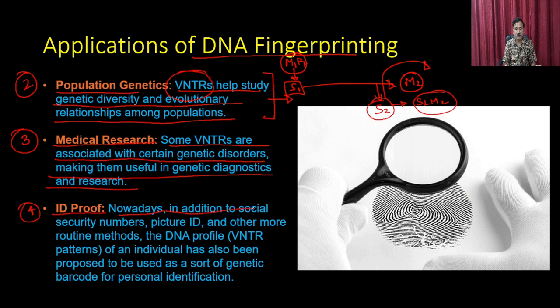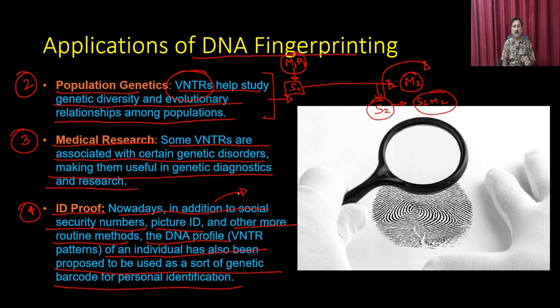Nowadays, in addition to social security numbers, picture IDs and other more routine methods, the DNA profile, that is the VNTR of an individual, has been proposed to be used as a sort of genetic barcode for personal identification. Remember that in the past we were always using fingerprinting, right? We are still using fingerprinting for unlocking our mobiles and all that.